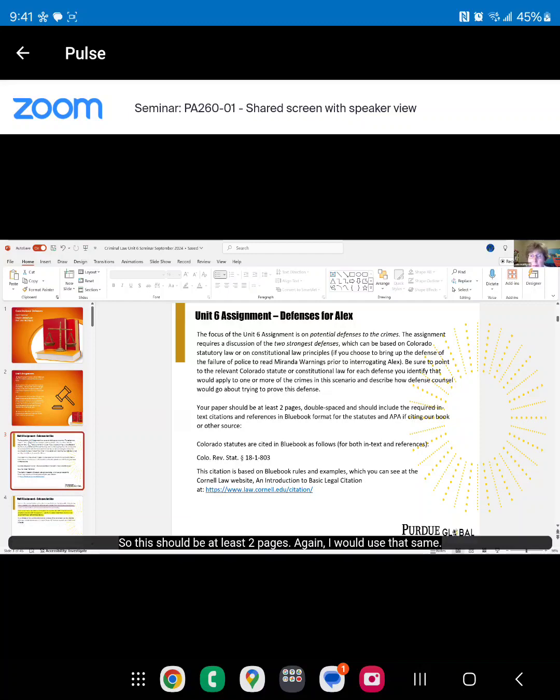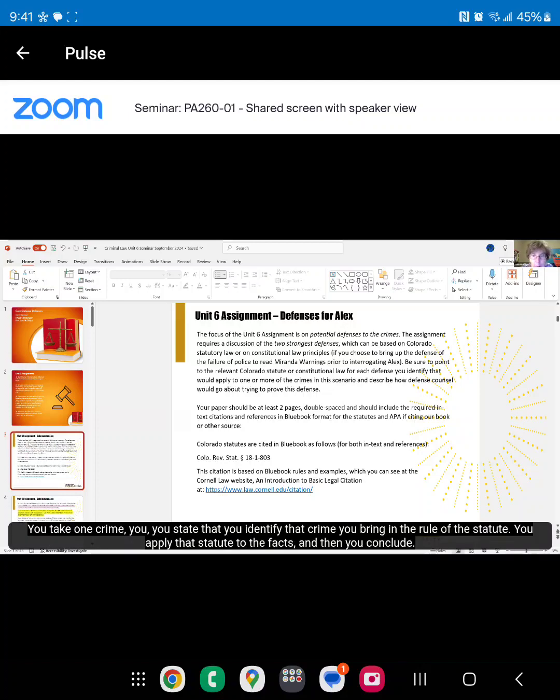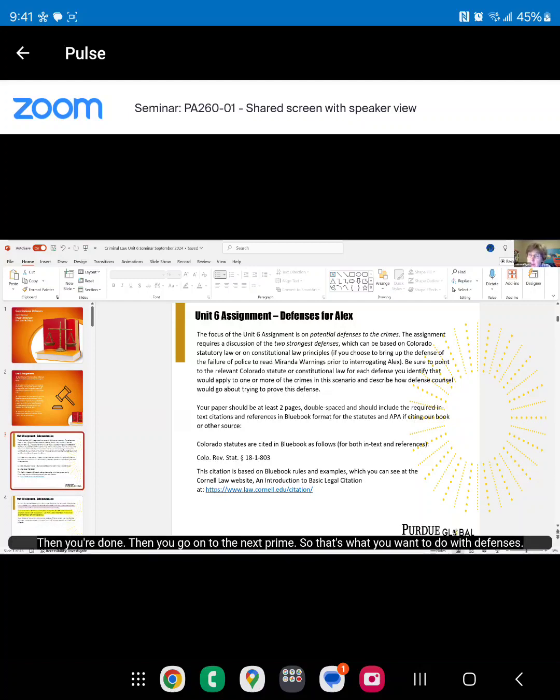This should be at least 2 pages. Again, I would use that same setup of an introduction and then doing IRAC for each defense. Just as you did IRAC for each crime one at a time, because that's how IRAC works beautifully. If you take one crime, you identify that crime, you bring in the rule or the statute, you apply that statute to the facts, and then you conclude. Then you're done. Then you go on to the next crime. That's what you want to do with defenses too, because that's where you really see that analysis.